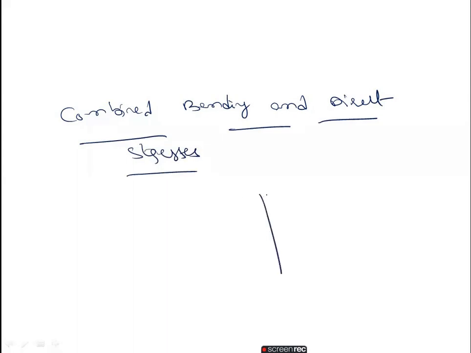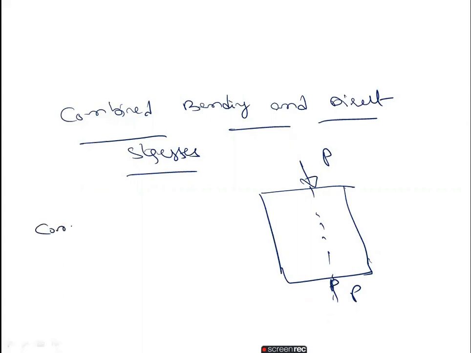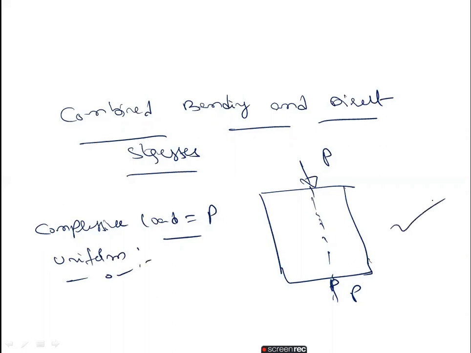So here let us take a column like this, the section, the load acting on both sides. Consider a column subjected to the compressive load P. Here the compressive load P is acting along the axis of the column. This is the axis of the column. This load will cause a direct compressive stress whose intensity will be uniform across the cross section. So the intensity should be uniform across this entire cross section.